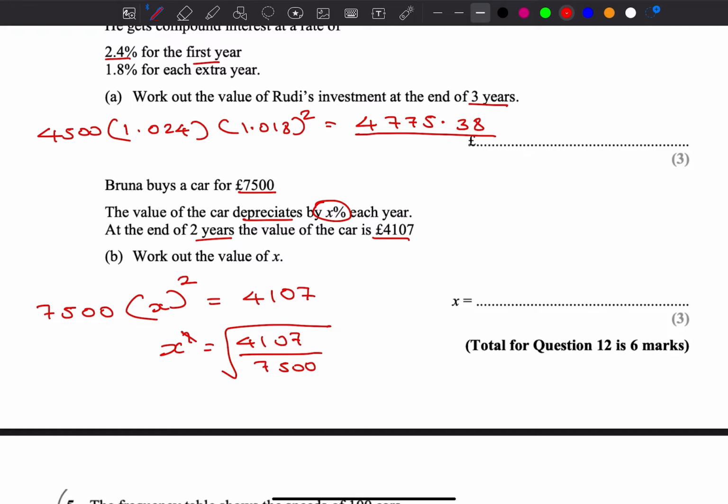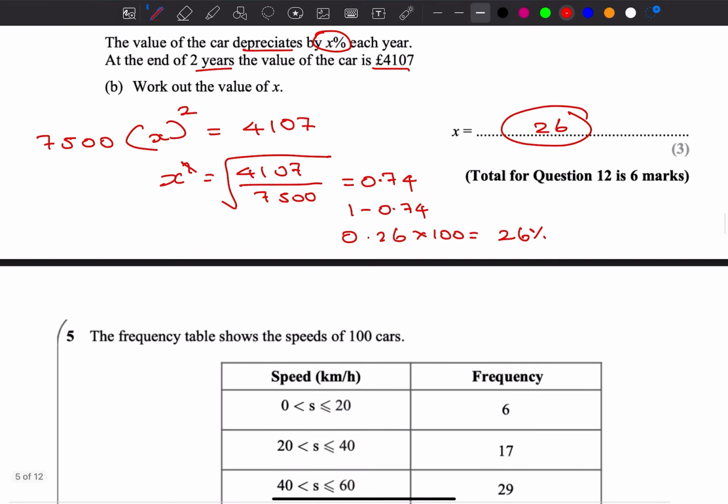That gives you 0.74. Then always one take away 0.74, or take away 1 from that only. That's 0.26. Times it by 100, 26%. So she lost 26%. Okay, some people do that number take away 1, it will give you a negative, which is a better idea, but whatever, you can do.